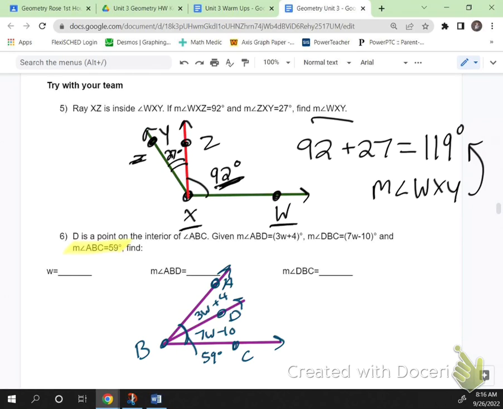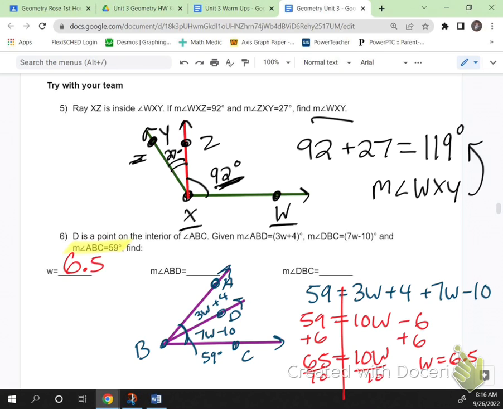Yes, sir. 59 equals 3W plus 4 plus 7W minus 10. Fantastic. Yes, it's angle addition. I'm going to add those two expressions together, and it's going to equal my total. Now let's solve for W. So if you didn't finish this before, did we get W is about 6.5?